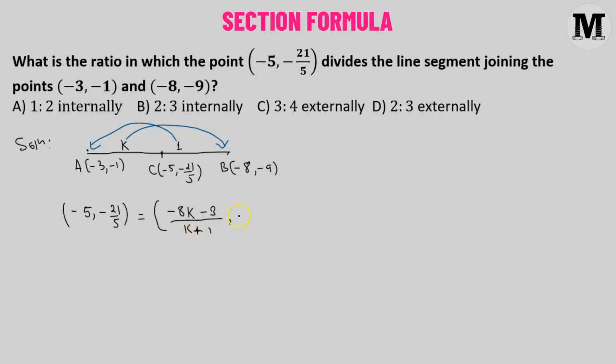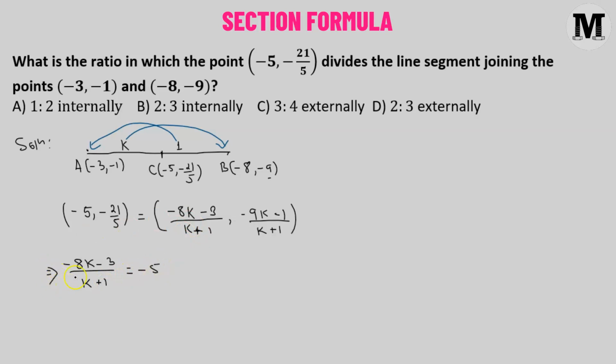And for the y coordinate, we take k and multiply it with the y coordinate of B. That gives us -9k. And then we add 1 times the y coordinate of A, which is -1, divided by k plus 1. Fine. So let's equate them. We're going to get one equation in -8k minus 3 divided by k plus 1, so we're equating the two x coordinates from both sides.